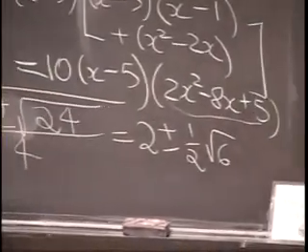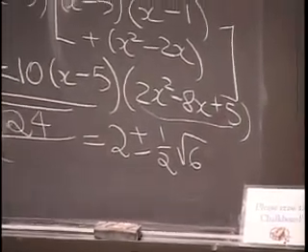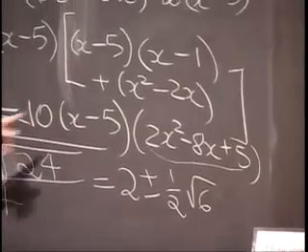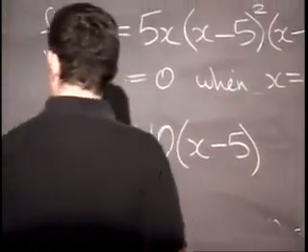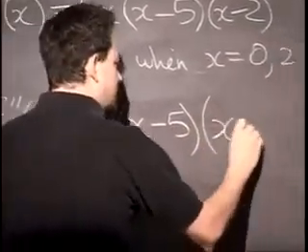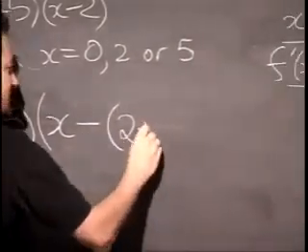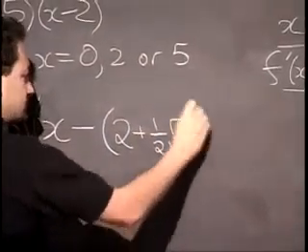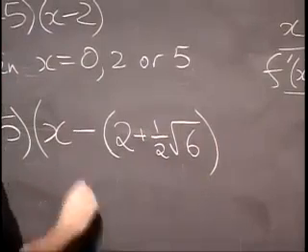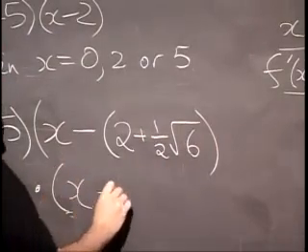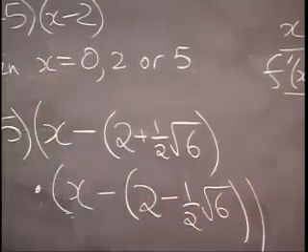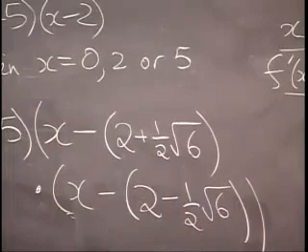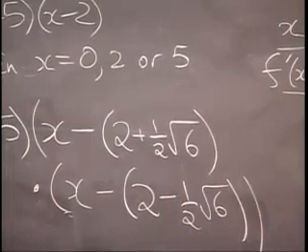Now does that agree with what I have computed earlier? Yes, miraculous but true. So I'm going to come over here and write this factored version. It's a bit of a mess. I get 10x minus 5 outside, times x minus 2 plus 1/2 root 6. And then another factor is x minus 2 minus 1/2 root 6. And that is the second derivative. I wish that it worked out better, but you can't have everything.